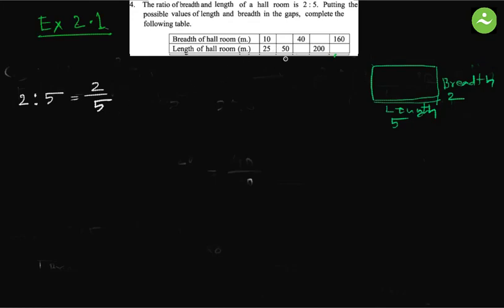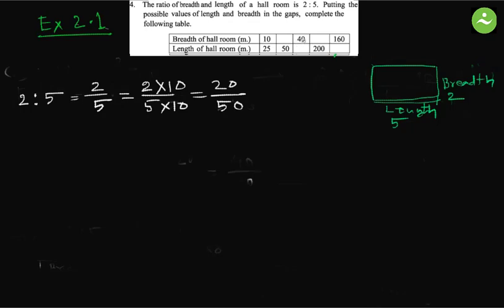Similarly, when 5 is 50, what will be the value of 2 or the first number? So to find this out, let us get 50 here. So how we get 50? 5 multiplied by 10 is 50. So that the ratio's value or the fraction's value doesn't change, we have to multiply both the denominator and the numerator by same number. So we have to multiply 2 by 10 also, equals to 20 by 50. So when the length is 50, the breadth is 20.